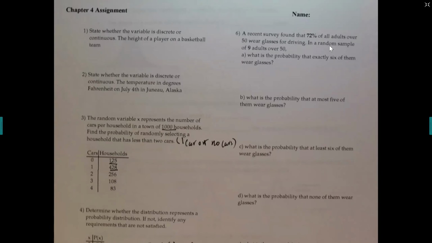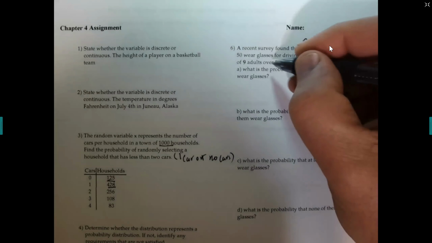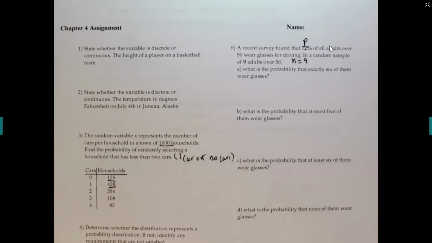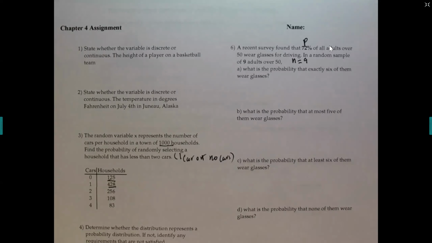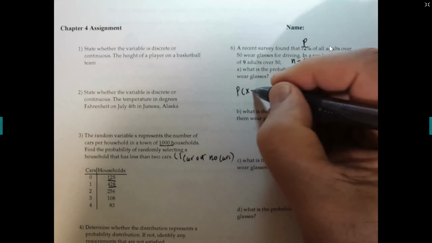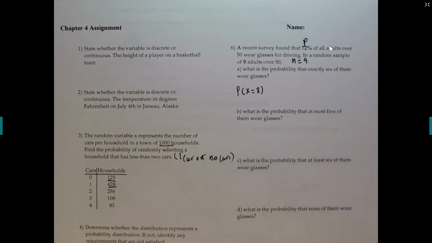And the last one, which is very similar to what I just did. A recent survey found that 72% of all adults over 50 wear glasses for driving. In a random sample of 9, so this is p and this is n, what is the probability that exactly 6 of them wear glasses? So you need to find the probability of x equals 6, which is a binomial PDF, as you know.